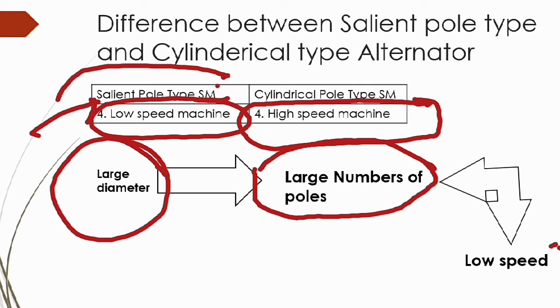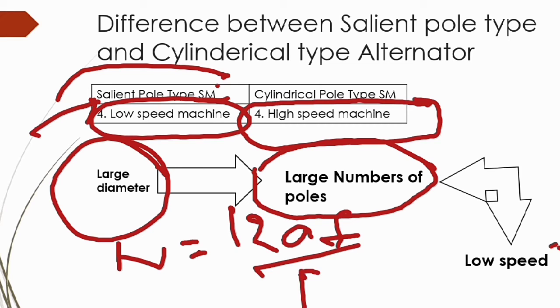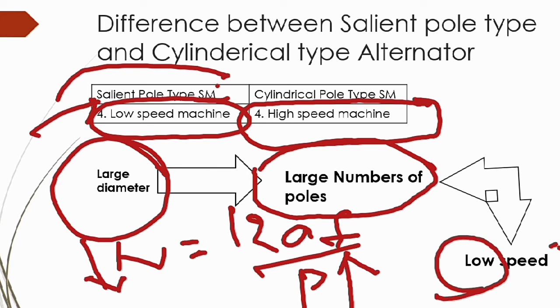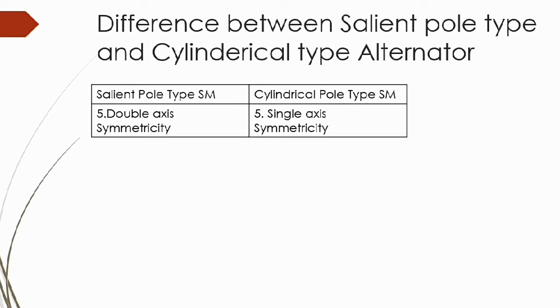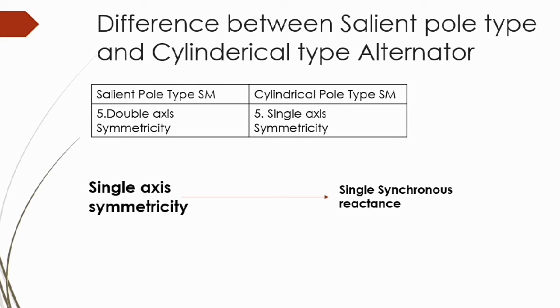So if we know the formula, N equal to 120 F upon P, through this, if P is the number of poles and it is large, that means P is high, then we can say the speed is low. So that is why it is used for low speed. The simple thing actually, you know already. So this is the thing we discussed here.